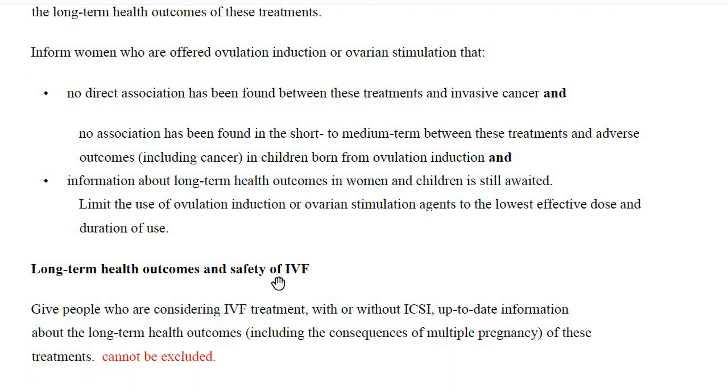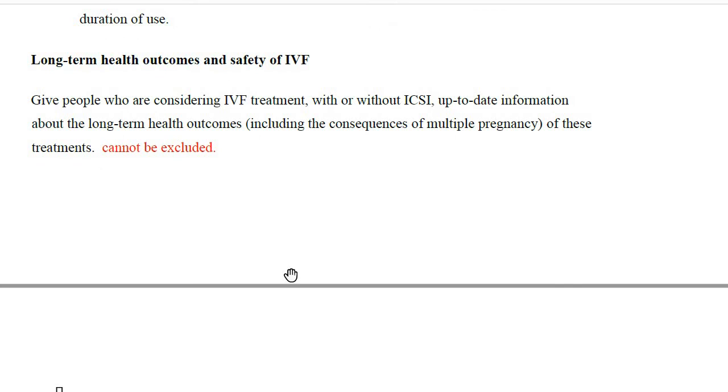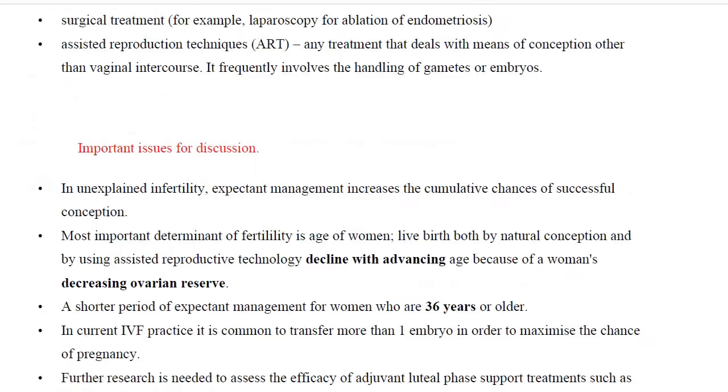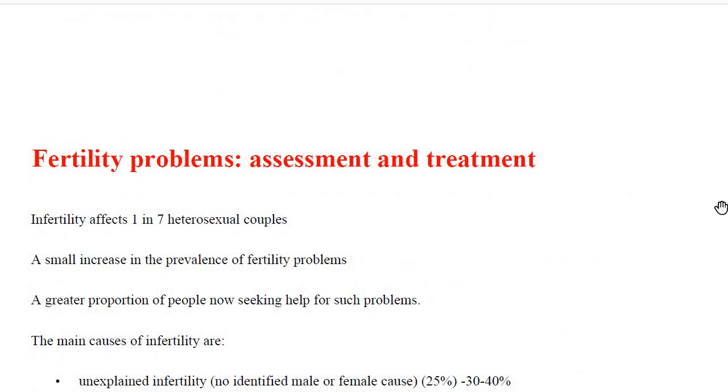Regarding long-term health outcomes and safety of IVF, give people who are considering IVF treatment, with or without ICSI, up-to-date information about the long-term health outcomes, including the consequences of multiple pregnancy. And we have to tell them that what will happen in the long run cannot be excluded. But in the short term, we know that these procedures are not associated with any problems like that. So that's all we need to know about the fertility problems according to the NICE guideline.